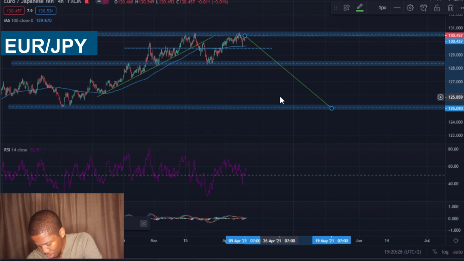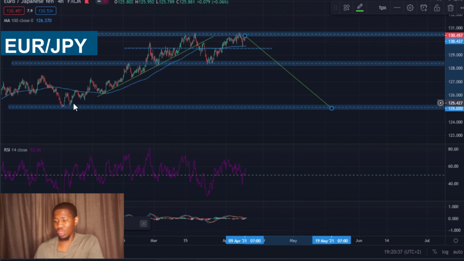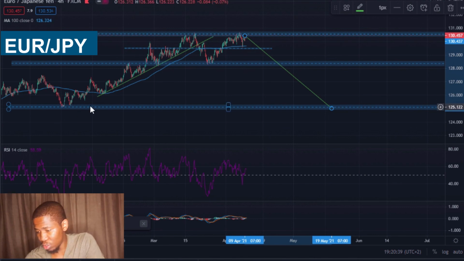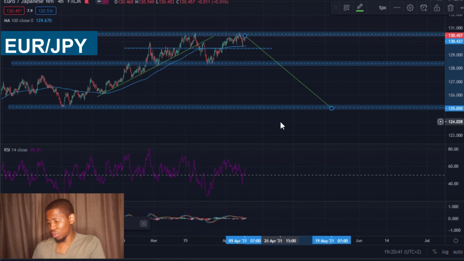So yeah guys, that's what I would be expecting in terms of the EUR JPY. I feel like this is going to be the most profitable trade, and I really hope that's the case. Yeah guys, so as you can see, that's what I'll be looking for, and I hope that really helps you guys. So yeah guys, that was my analysis.